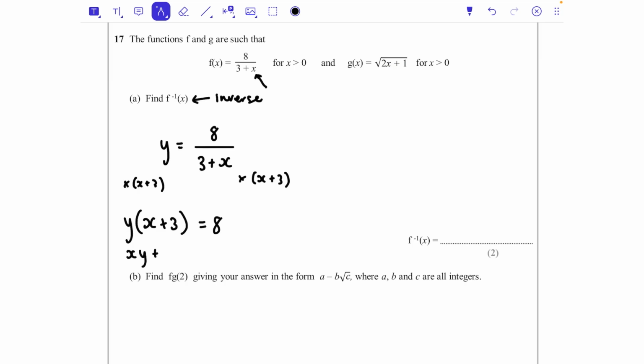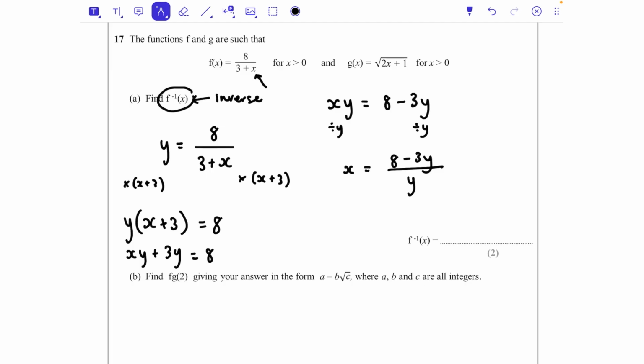So xy add 3y equals 8. I then want to make x the subject of the formula, so I'm going to write xy is 8 take away 3y, because I've taken that 3y away from both sides. And now I would divide by y to get the x on its own. So x equals 8 minus 3y, all divided by y. And now all we've got to do is switch the letters back round. We want this in terms of x. So f to the minus 1 of x is 8 minus 3x, all divided by x.